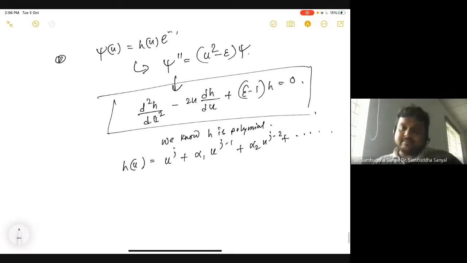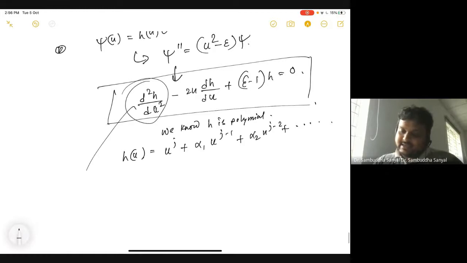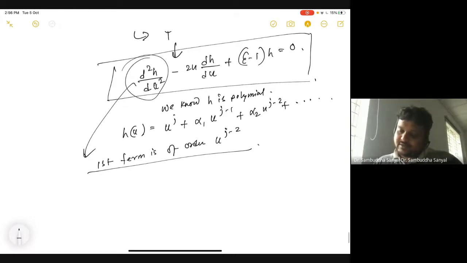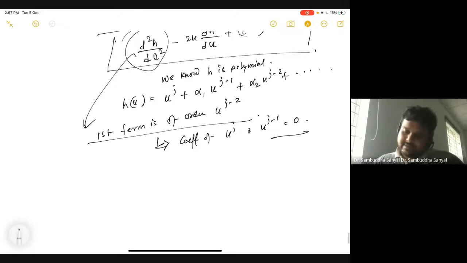So the first term, now in this equation, you can see it's a second derivative term. Okay. So the first term is of order u to the power j minus 2. So that means the coefficient of u to the power j and u to the power j minus 1 must be 0. So what is the coefficient of u to the power j then?